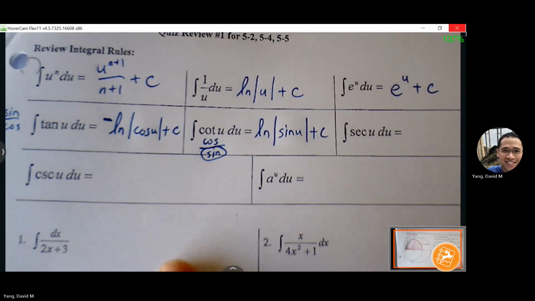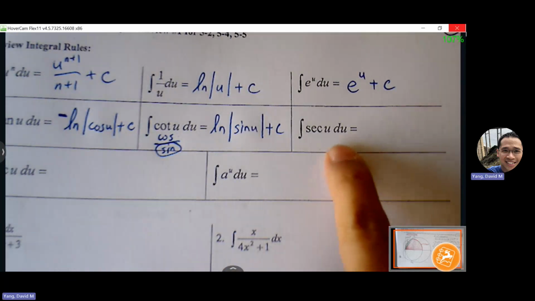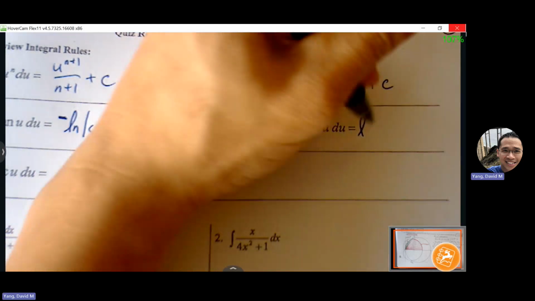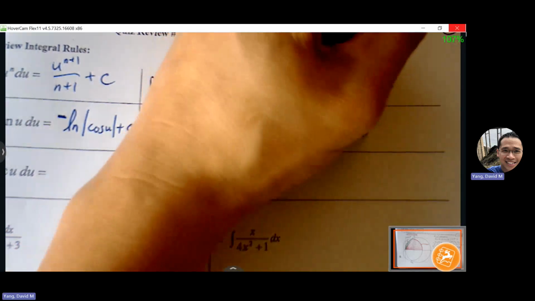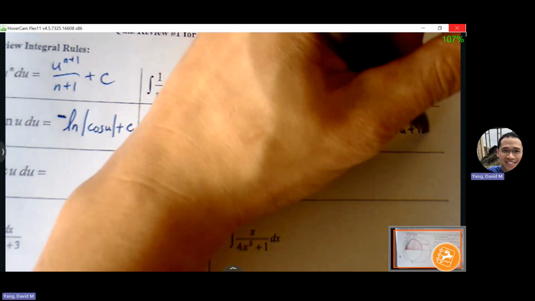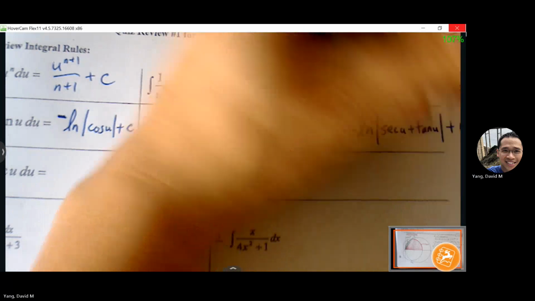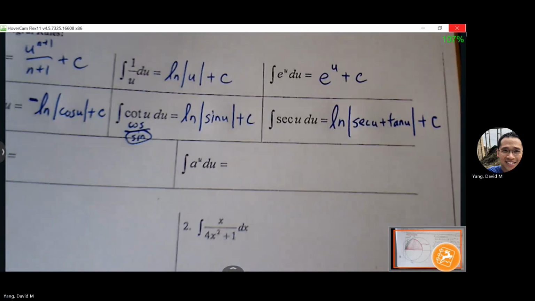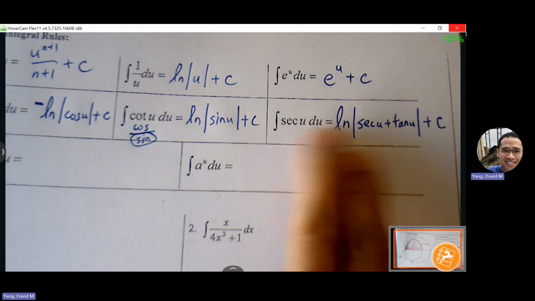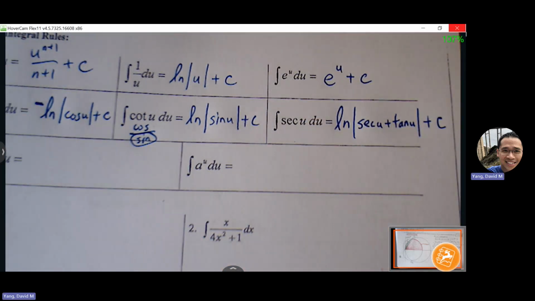Okay, secant. The way I remember it, I know secant's derivative is secant tangent, so I know that secant and tangent are both going to show up in my antiderivative rule. So I know it's also involving natural log because it's not one of the original 6. So natural log absolute value of secant of u plus tangent of u plus c. Now secant we associate with positive, so this one doesn't feel backwards. This is what we would expect.